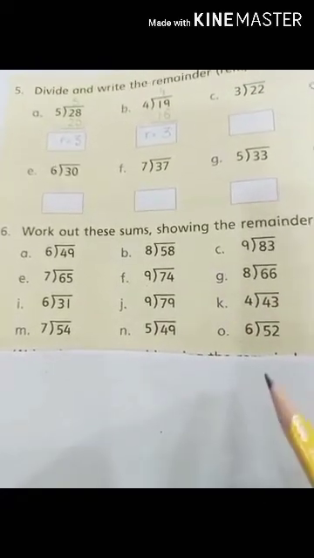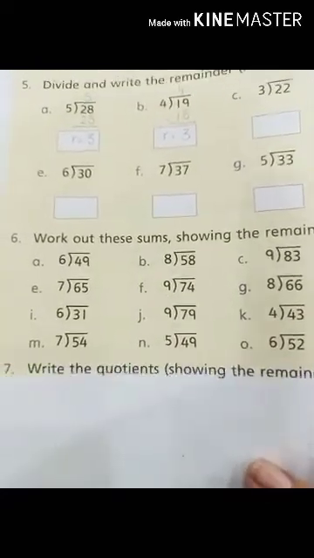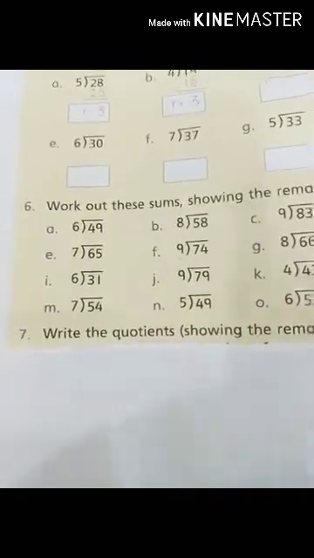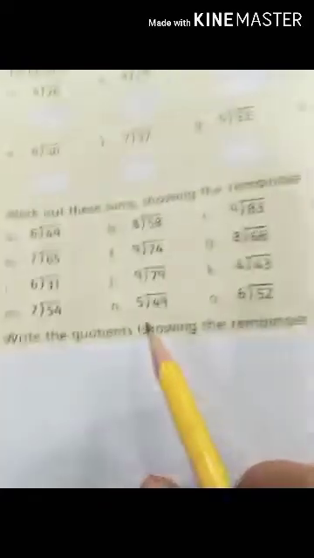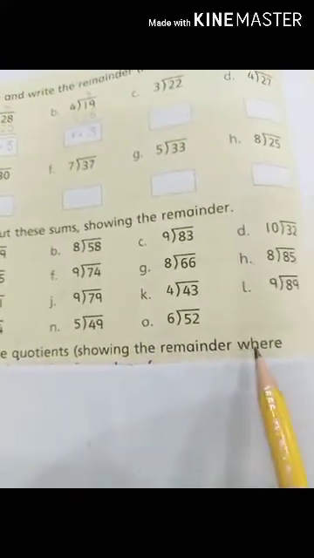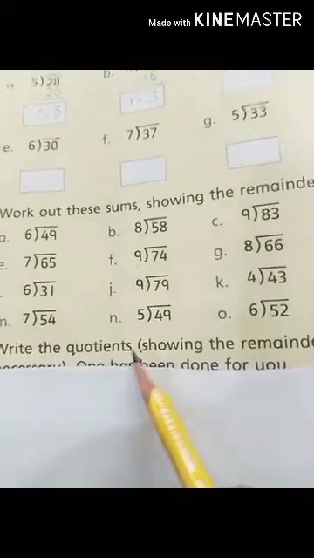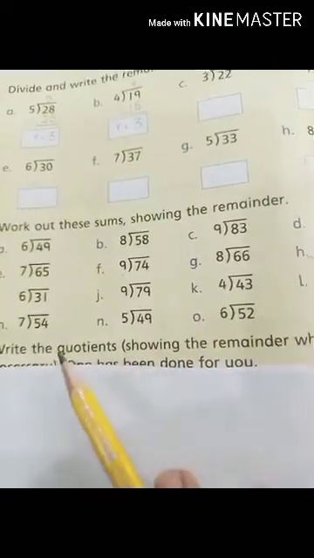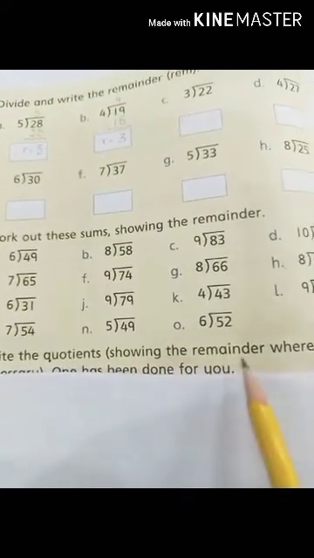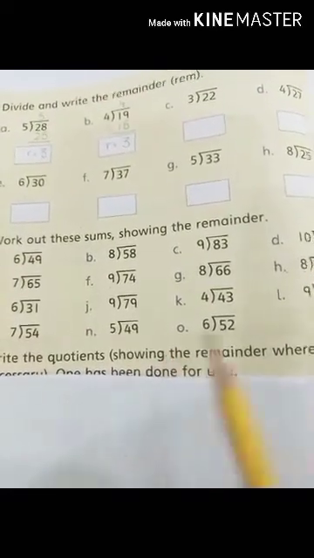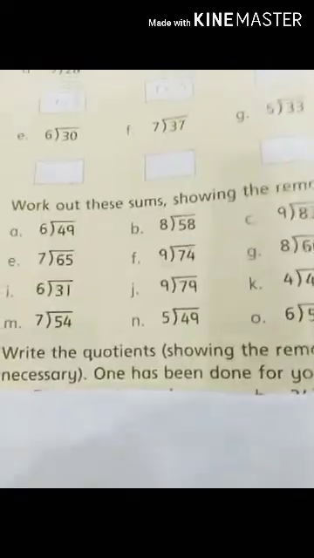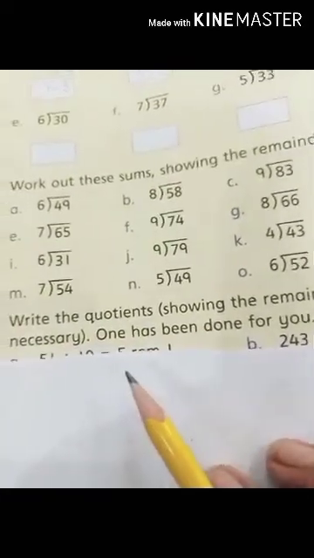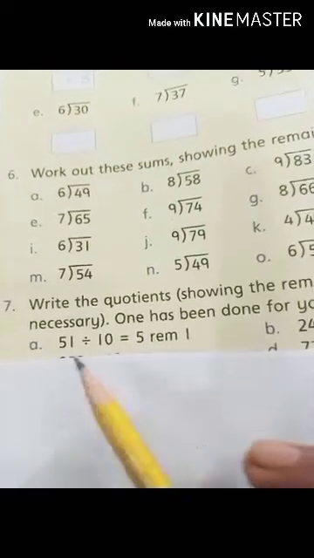Okay students, now let's come towards our next question, that is question number 7. We are going to write the quotients and show the remainder where necessary. He is telling us that we will write the quotients and also the remainders when the remainder is necessary. Okay, and one has been done for you. Look at this, one is done for you.